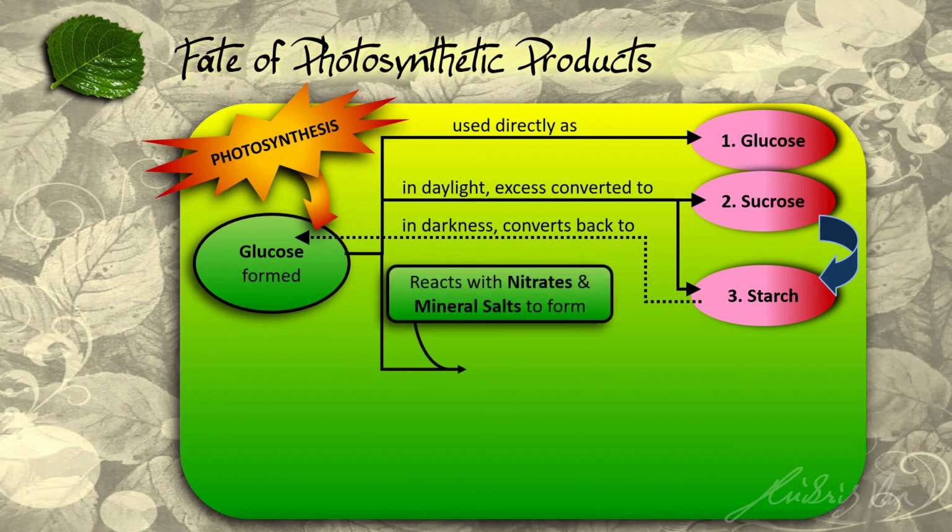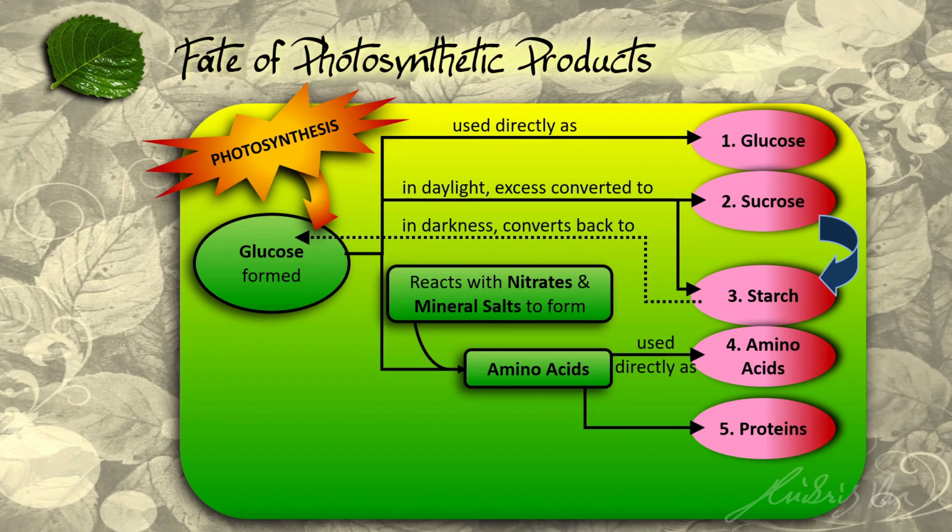And of course, this glucose can react with nitrate. Nitrate is basically made of a gas, molecules with nitrogen, as well as mineral salt to form our amino acid. This amino acid can be used as amino acid or is used to produce protein. That's why some plants, such as soybean, is full of protein. And of course, the plant also needs fats, and the fats can be formed using the glucose produced.